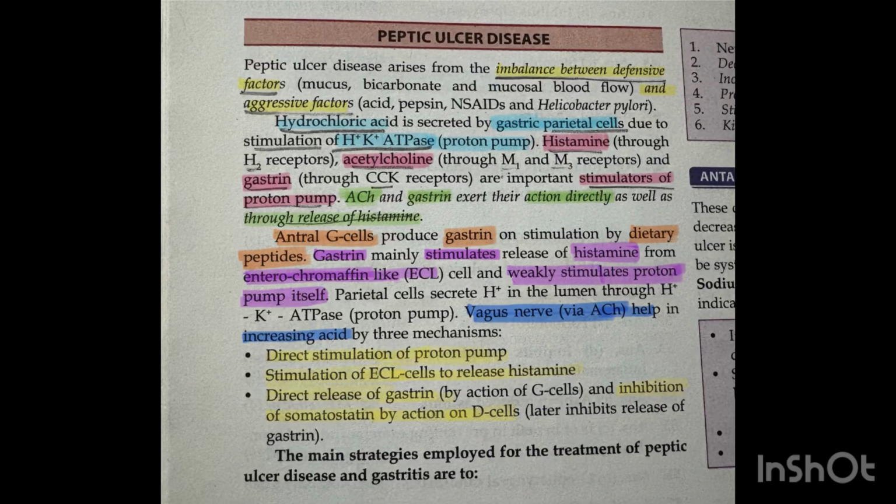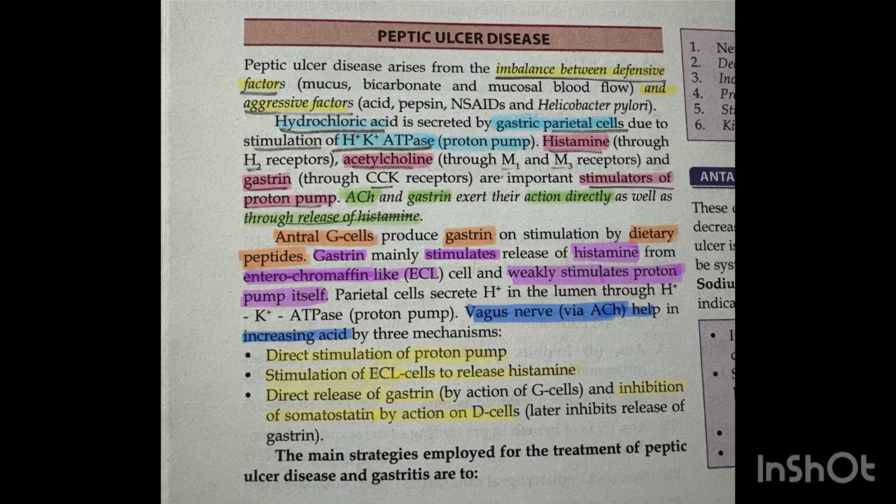The vagus nerve, via acetylcholine, helps in increasing acid by three mechanisms: direct stimulation of the proton pump, stimulation of enterochromaffin-like cells to release histamine, and direct release of gastrin by action on G cells, and inhibition of somatostatin by action on D cells. Somatostatin later inhibits release of gastrin.